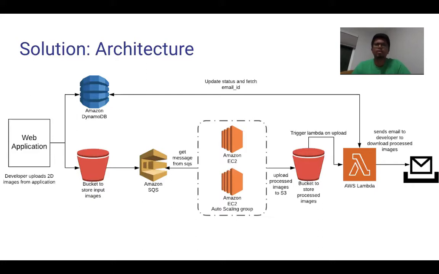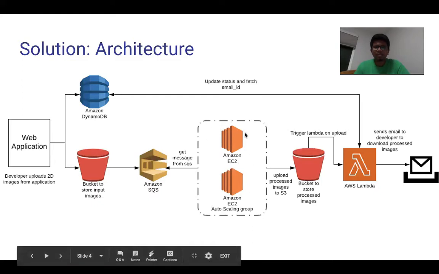For that, I'm using a metric called the approximate age of the oldest message in the queue. So if a message tends to stick around in the queue without being processed for more than 240 seconds, my autoscaling group will automatically trigger another instance, and that will start receiving the message that was waiting in the queue. We will see more of this in action in the demo.